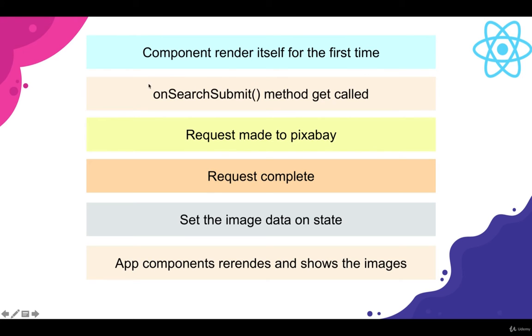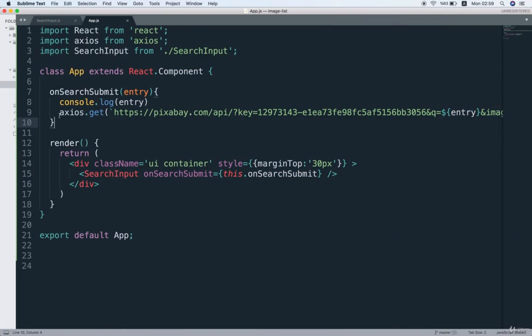So it's only when a user enters a search term and then hits enter, then the onSearch submit method gets called, and we make an actual request over to the Pixabay API. When we make that request over to Pixabay, it's going to take some amount of time to get a response from that API. So we're essentially going to be waiting for a response.